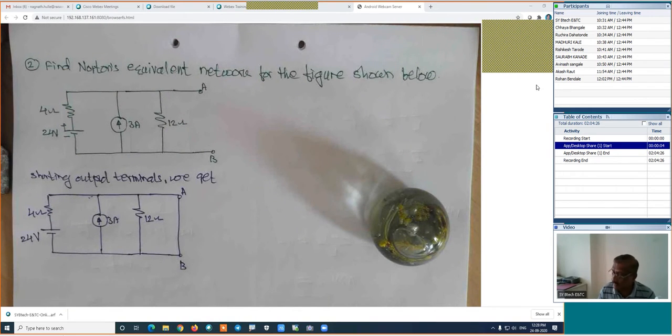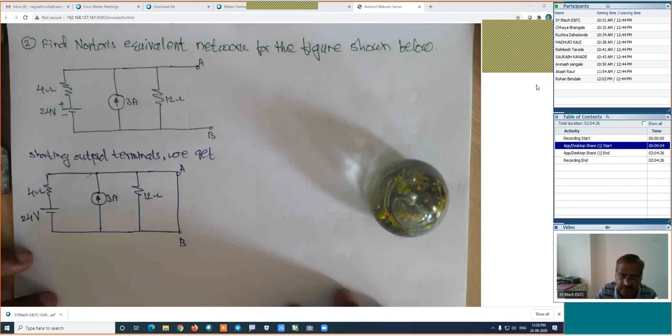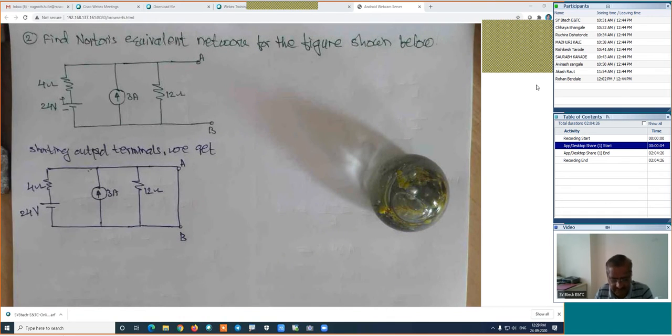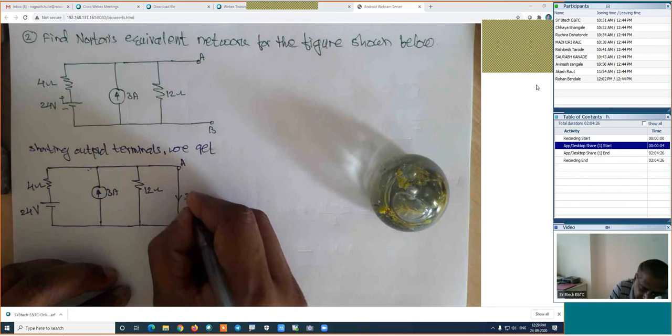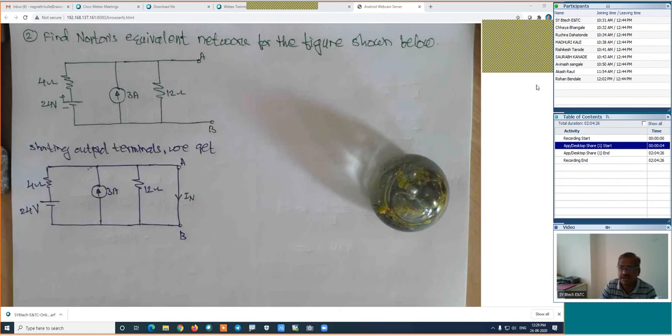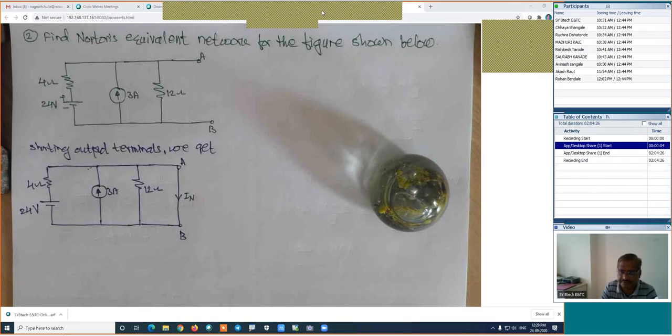Now look carefully. In case of Norton's theorem, many times there will be an issue because we are doing the short circuit. And whenever we are doing the short circuit, sometimes the calculation may be clumsy. I will come back to you all. I will discuss which method will be suitable for this particular calculation, because we are interested in the calculation of the current in this short circuit, which is the Norton's current.